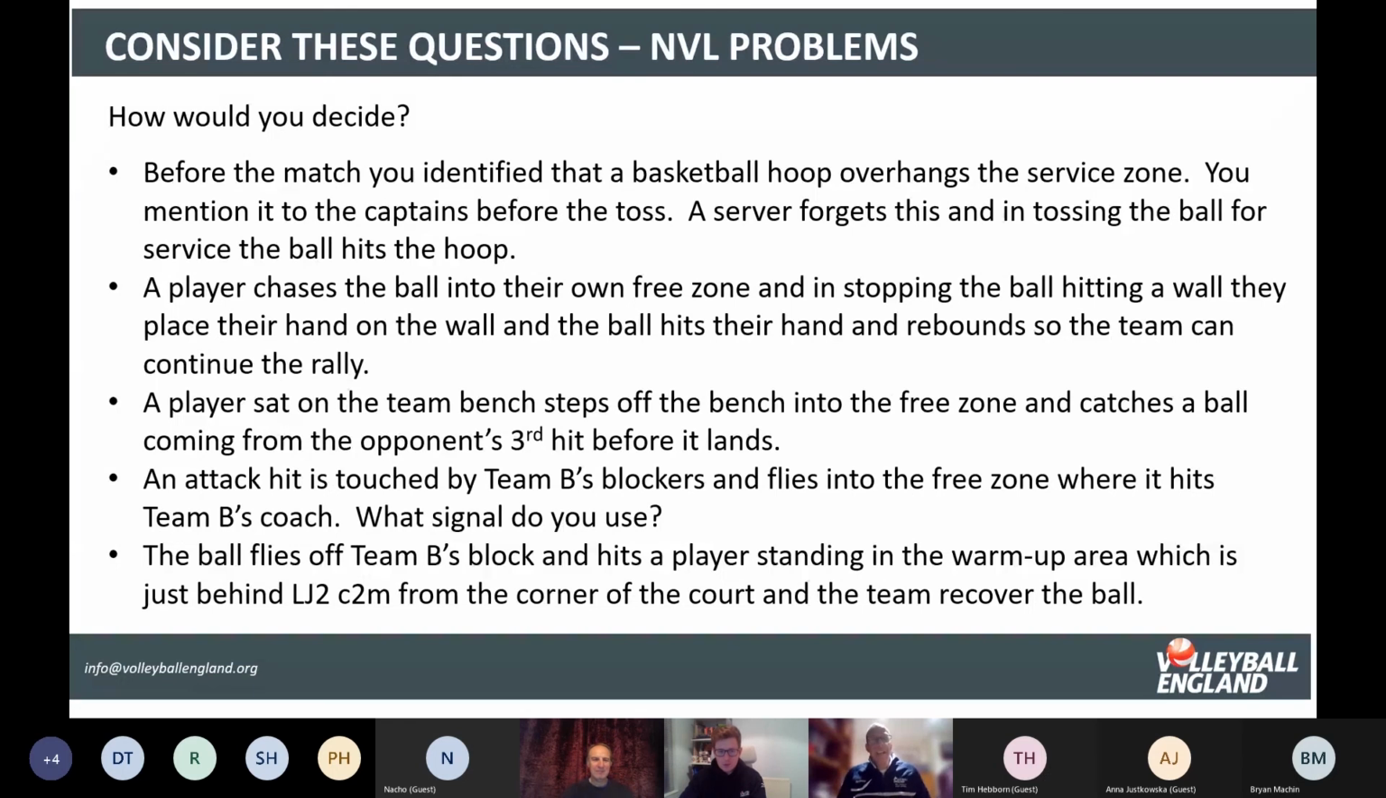So next one then. A player chases the ball into their own free zone, and in stopping the ball hitting a wall, they place their hand on the wall, the ball hits their hand and rebounds so the team can continue the rally. What do we think on that one?